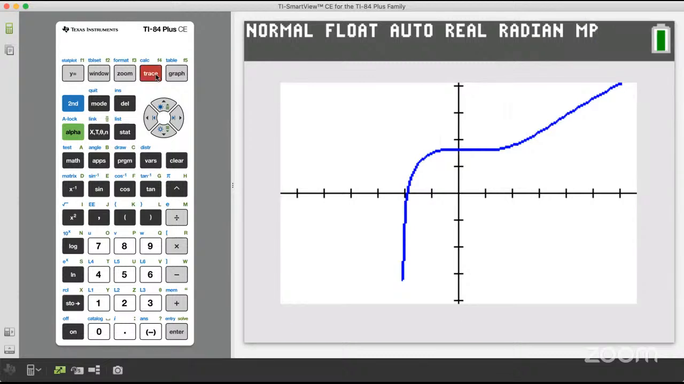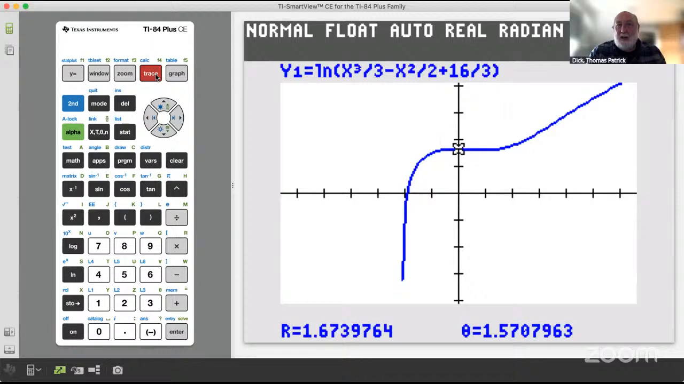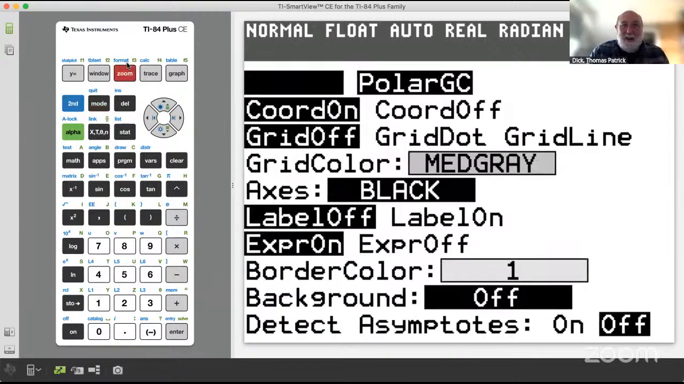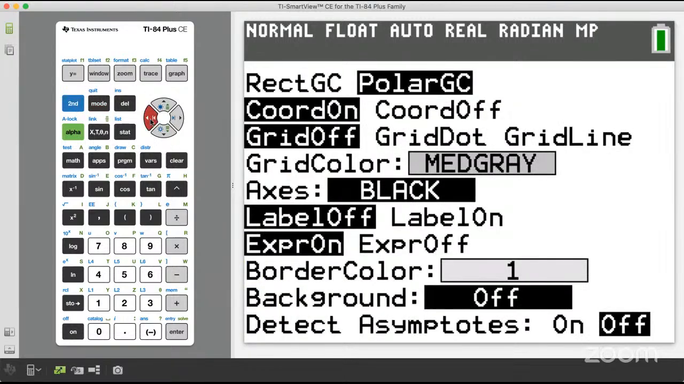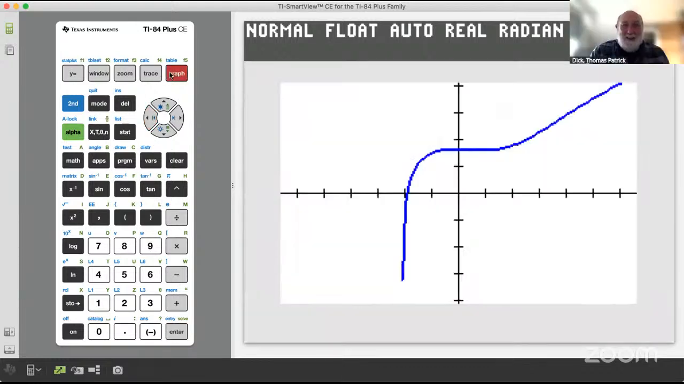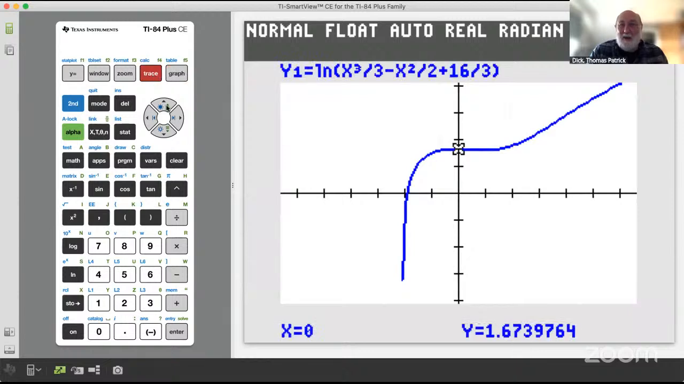Let me do a trace. You said zoom decimal, so I know that the trace steps are 1/10. I think I've got rectangle. We were doing polar before. Right there. So here's our graph tracing. Okay. There we go.